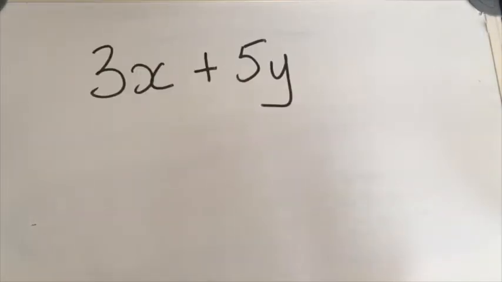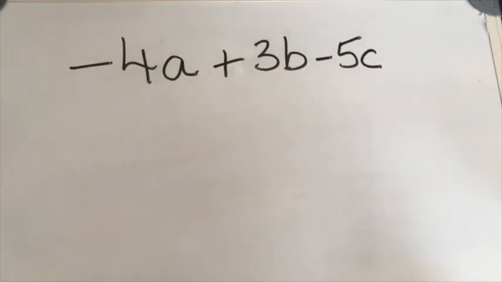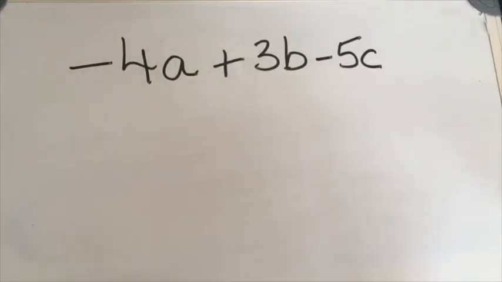3x plus 5 is an expression. There are two terms in this expression. Terms are separated by plus or minus signs. Here is another expression. Each term is separated by either a plus or a minus sign. So minus 4a is one term, plus 3b is the second term, and minus 5c is the third term.